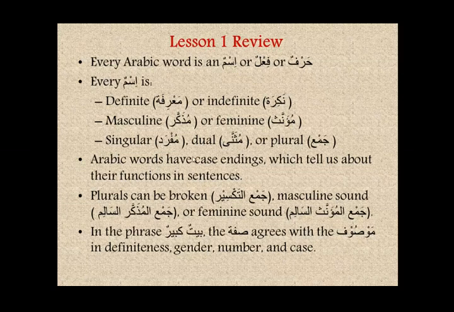Arabic words have case endings, and these case endings tell us something about their functions in the context of sentences. Plurals fall under one of these 3 categories. They can be jama' taksir, broken, jama' al-mudhakkar al-salim, sound masculine, or jama' al-mu'annath al-salim, sound feminine. Lastly, in the phrase baytun kabirun, the sifa, which is kabirun, agrees with the mawsuf, bayt, in definiteness, gender, number, and case. This is the end of the first lesson.